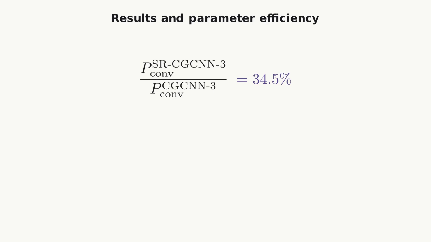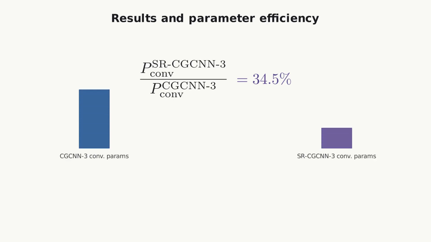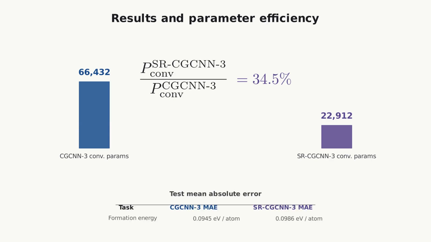The result is not that the shared SR-CGCNN3 beats the standard SR-CGCNN3 in absolute accuracy. The standard three-layer model remains slightly better. The important result is the accuracy-parameter trade-off. For formation energy, the test mean absolute error changes from 0.0945 to 0.0986 electron volt per atom. For band gap, it changes from 0.4346 to 0.4503 electron volt.